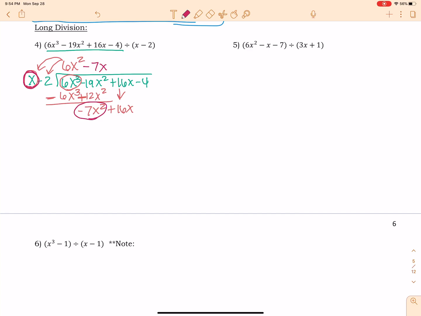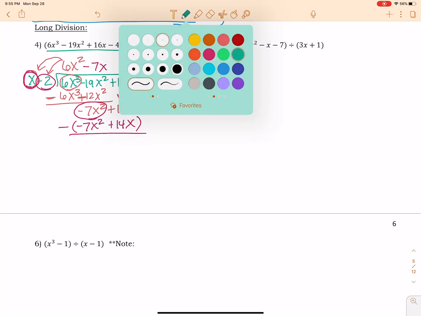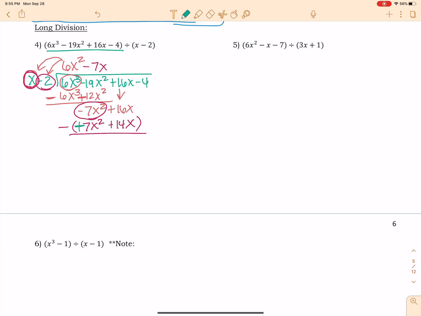So I've got negative x times x, which is negative 7x squared. But remember, I also have to multiply by this negative 2. So negative 7 times negative 2 is positive 14, and don't forget the x. All right, now I've got to subtract this whole thing. That means that this 7 becomes a positive and this 14 becomes a negative.